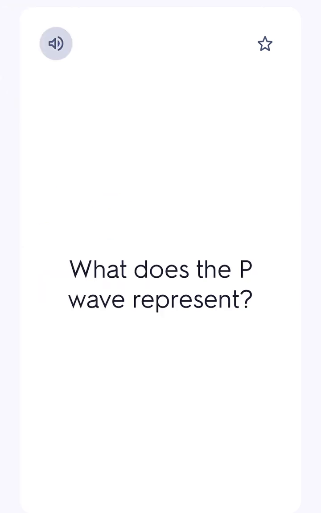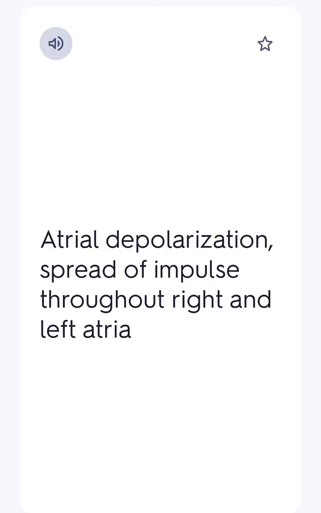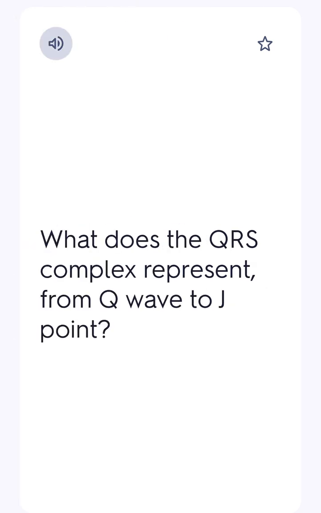What does the P wave represent? Atrial depolarization, spread of impulse throughout right and left atria. What does the QRS complex represent, from Q wave to J point?